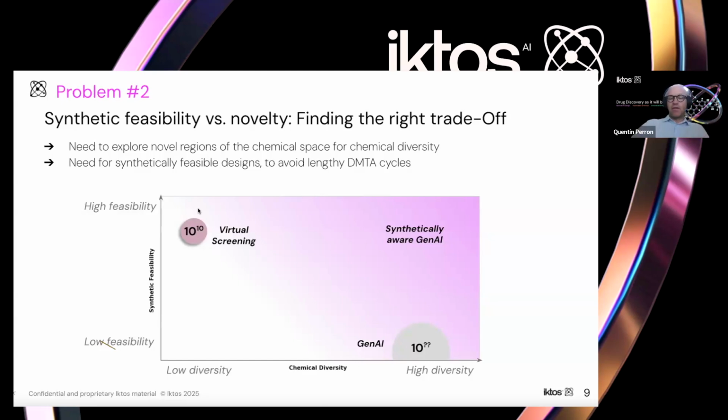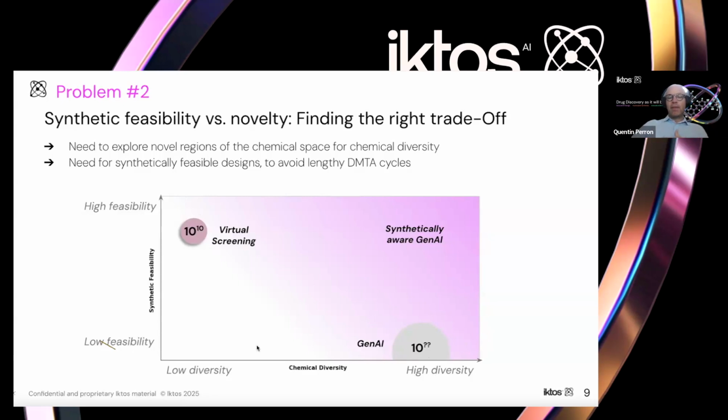That's why in 2017, when the first GenAI paper was published, it was kind of a revolution because now you can control, you can generate whatever you want, 10 to the power of whatever. It's difficult to assess, but it's huge. So you can have high diversity, high control, but the drawback is that you have usually low feasibility.